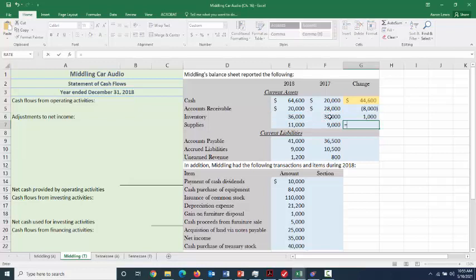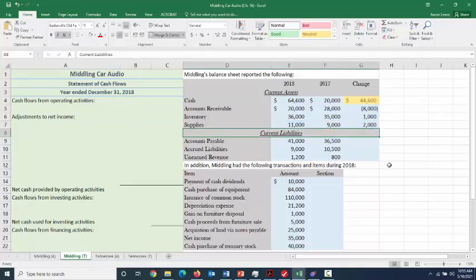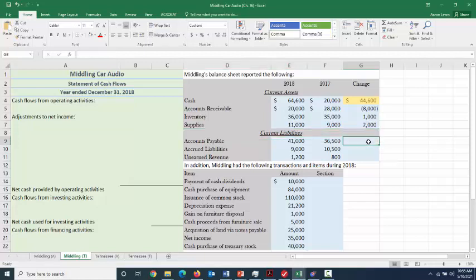And for supplies, we are reporting $11,000 of supplies on hand at the end of 2018, which is an increase of $2,000 over the $9,000 we reported at the end of 2017. So we have our changes in our current assets. Let's go through and find our changes to our current liabilities. We're reporting $41,000 of accounts payable on our balance sheet at the end of 2018. On 2017's balance sheet, we reported $36,500 worth of accounts payable. So overall, accounts payable increased by $4,500 from the prior period to the current period.